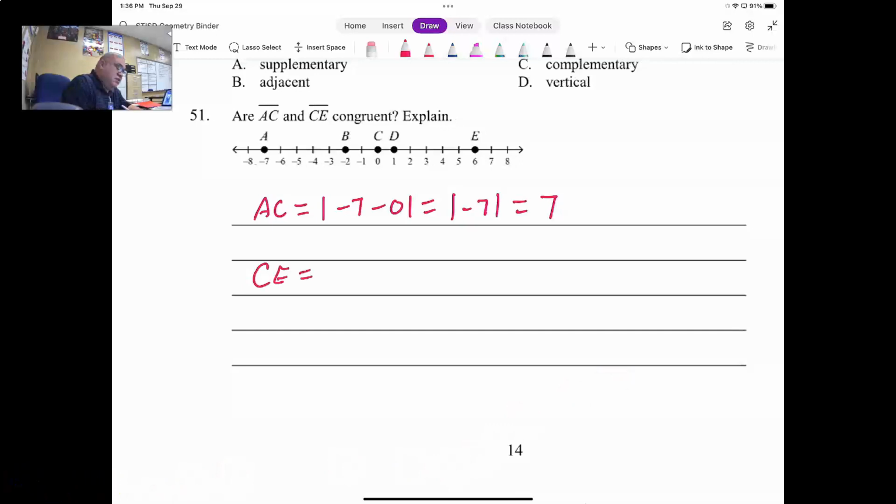So now we got to find the distance from C to E, so the absolute value. We're going to get the coordinate of C, which is 0, and then we're going to get 6, so it's 0 minus 6. So the absolute value of negative 6 is 6. Now you notice they're different units. So you would have to state these two segments are different distances, so therefore they're not congruent. So make sure you have something like that, okay?